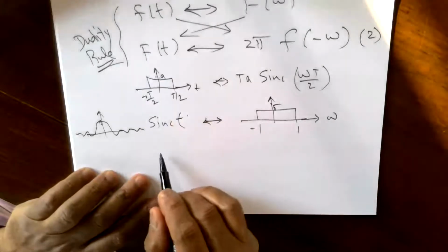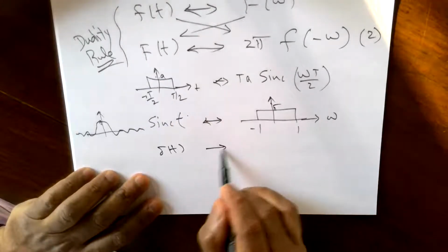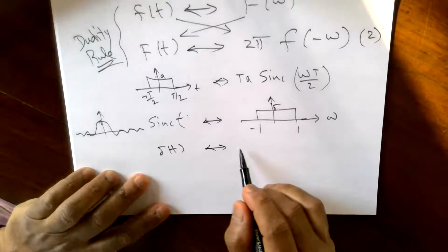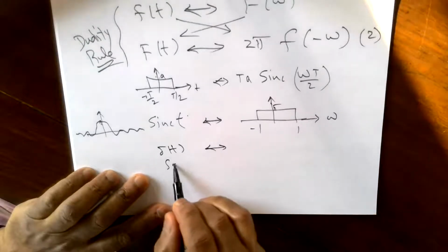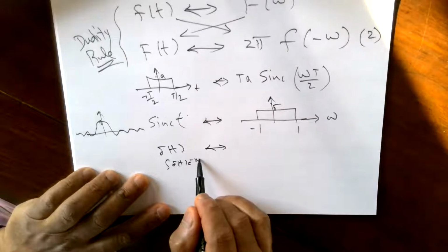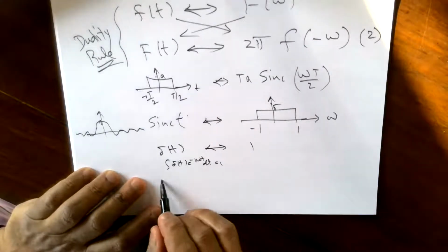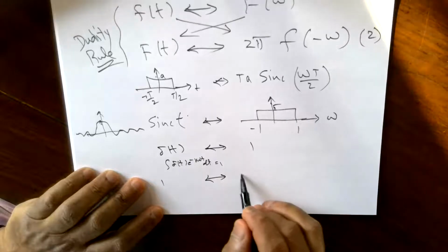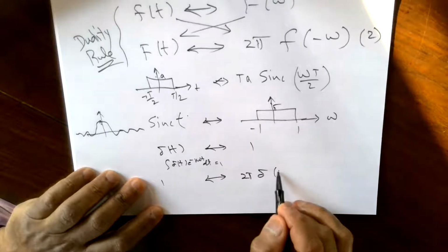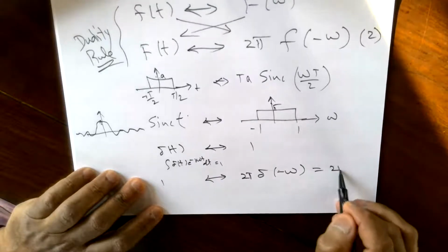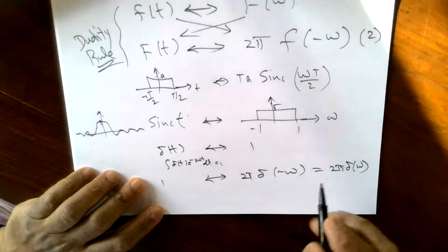So for example, delta t has a transform of what? The transform of delta t is the integral of delta t e^(-jωt) dt, but that's just one. So that's a constant function. That would mean that a constant function has a transform of 2π delta of minus ω, which is the same as 2π delta of ω.